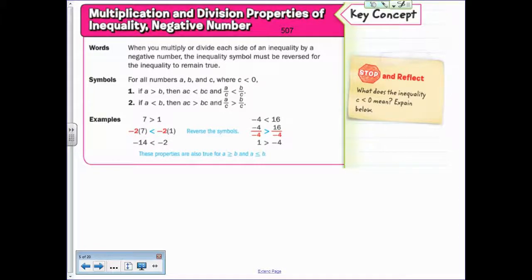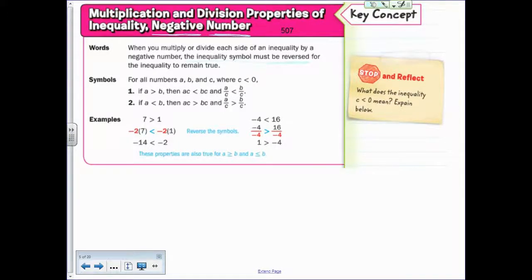Let's read this multiplication and division properties of inequality with a negative number. So there must be something different when we multiply or divide by a negative number. Let's see what that is. It says when you multiply or divide each side of an inequality by a negative number, the inequality symbol must be reversed for the inequality to remain true. So if we multiply on both sides by a negative number, we are going to flip the inequality sign.